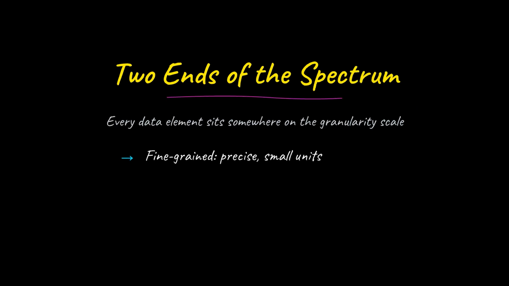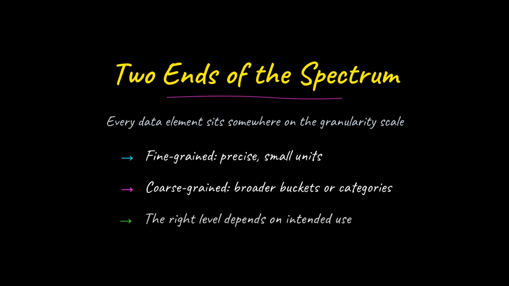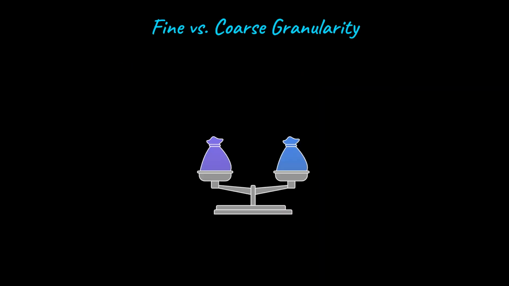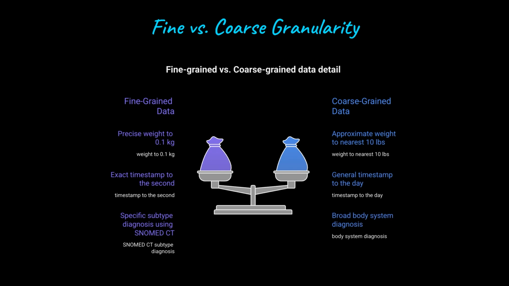A weight to the tenth of a kilogram, a timestamp to the second, a diagnosis coded to a specific SNOMED CT subtype. Coarse-grained data groups values: a weight rounded to the nearest 10 pounds, a timestamp recorded only to the day, a diagnosis noted only at the body system level. The same conceptual data element, weight, time, or diagnosis, can be stored at very different levels of detail. Pediatric dosing may demand ounce-level precision, while an adult wellness report may work fine with coarser weight buckets. Neither is universally right. The use case determines the appropriate level.